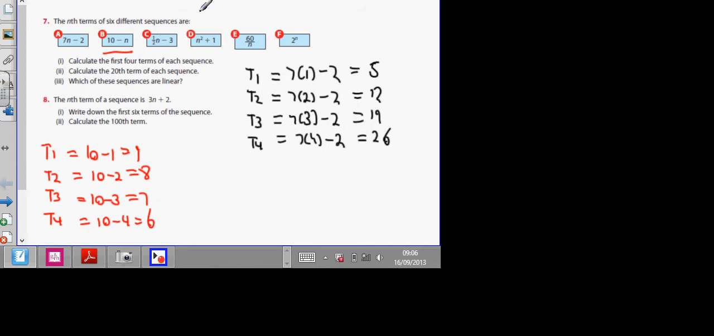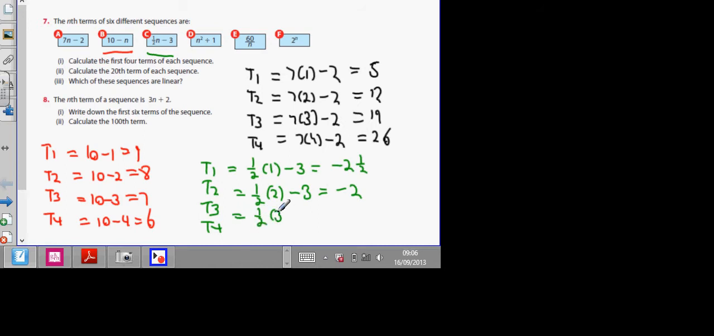Okay, the next one is a half of n minus 3. So we have T1, T2, T3, T4. This time it's in green. Okay, a half of n. So a half of 1 minus 3 is minus 2.5. The next one, a half of 2 minus 3 is minus 2. A half of 3 minus 3 is minus 1.5. And finally T4 is a half of 4 minus 3, which is minus 1. You can see that the gap between each term is the same, isn't it? Might not be the same for the next one though.